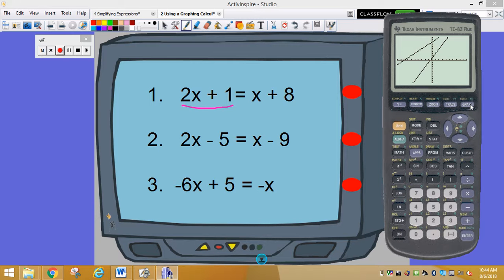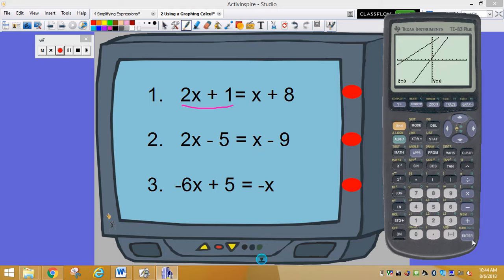Okay, this one's a little different because can we see where they cross? No, we can't. So we're going to need to zoom out so that we can see where they cross, because even though this calculator is pretty awesome, it's not that smart. Okay, we have to be able to see it. So we're going to hit zoom. Zoom is right here in the middle. We want to zoom out. We want to make our screen bigger. So I'm going to hit 3.